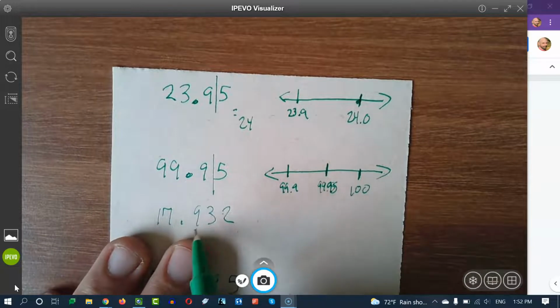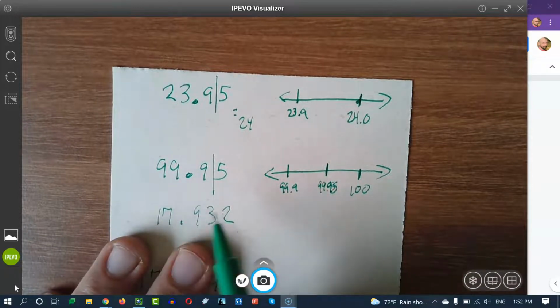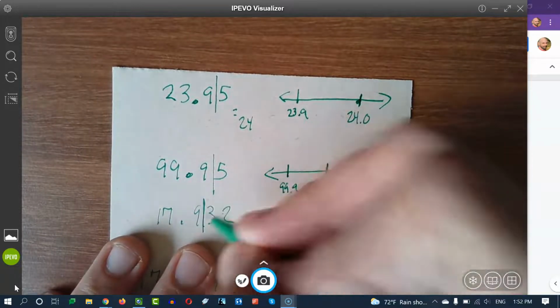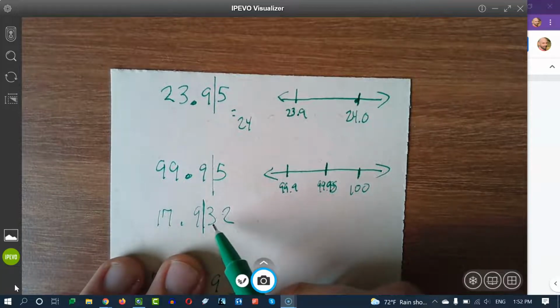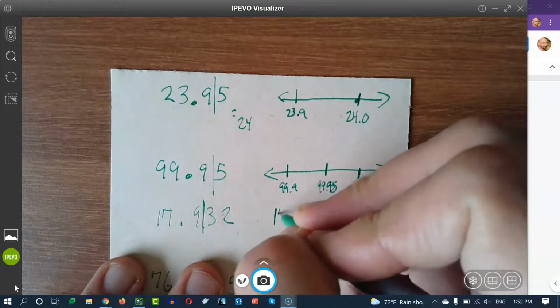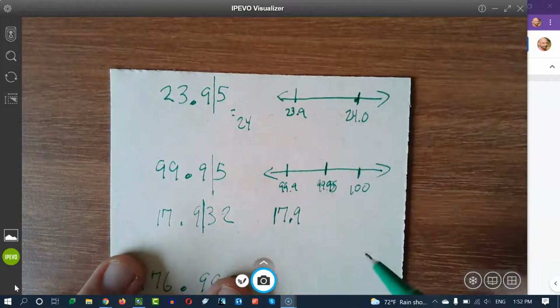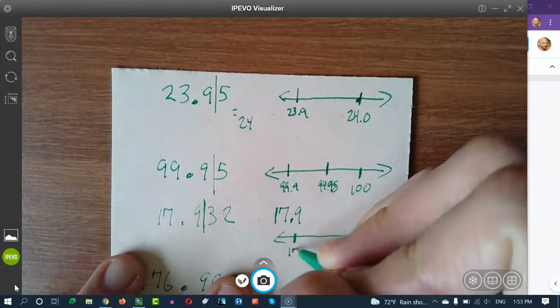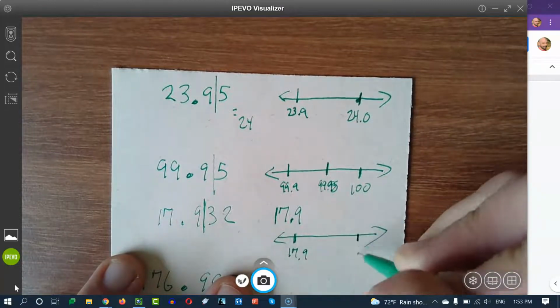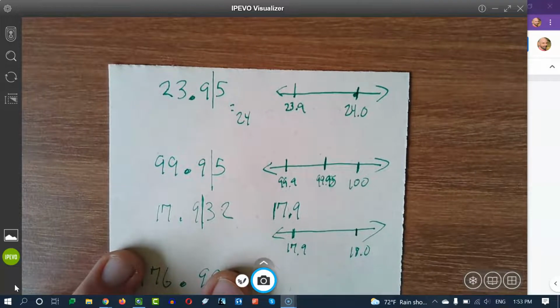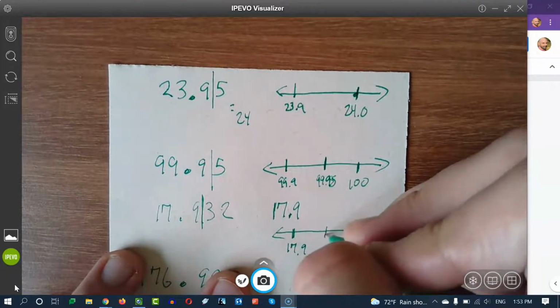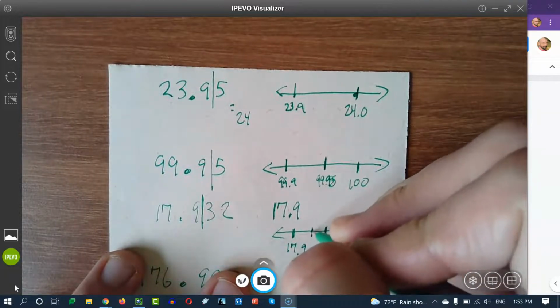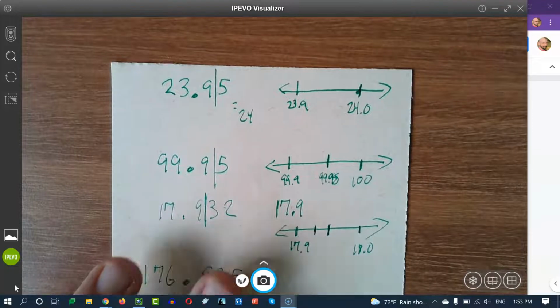All right, here's a non-example. So I have 17 and 932 thousandths. Again, I look at the tenths. At this point I'm going to round down because we're not rounding up. In that case, I'm just at 17 and 9/10. Again, if I were to draw a number line, I have 17 and 9/10. I'm counting by tenths. I go to 18. And that number right here is somewhere around here. So it's closer to that 17 and 9/10.